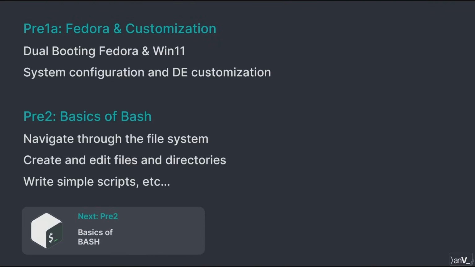Right, those are the three ways to start using Linux. In the next video, we will dual boot Fedora with Windows 11 and use the manual partitioning option. We will also look into some basic configurations as well as installing desktop environments and customizing them. After that, we will look into the essentials of Bash.